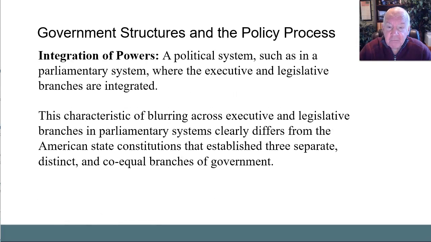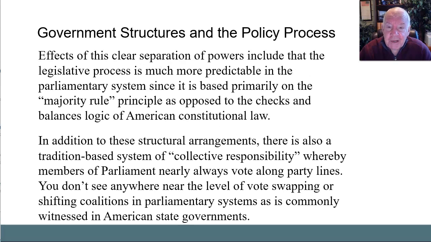This characteristic of blurring across executive and legislative branches in the parliamentary systems clearly differs from the American state constitutions that establish three separate, distinct, and co-equal branches of government. Effects of this clear separation of powers include that the legislative process is much more predictable in the parliamentary system, since it is based primarily on the majority rule principle as opposed to the checks and balances logic of American constitutional law. In addition to these structural arrangements, there's also a tradition-based system of collective responsibility, whereby members of parliament nearly always vote along party lines.